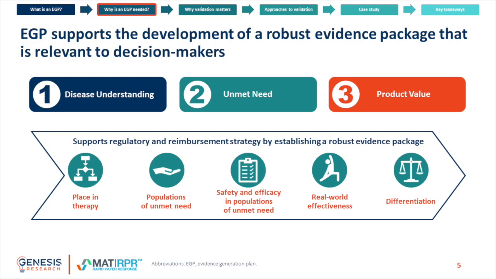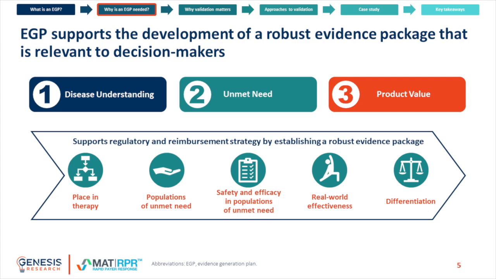What's important is to really look at the evidence package from the perspective of the payer or the healthcare decision maker, from the perspective of understanding the disease, quantifying the unmet need, as well as establishing the product value. So if you think from an access decision maker perspective, what's really important is to help them understand what is the place in therapy for the product you're going to be bringing to the market. What is the true unmet need from the perspective of the payer, and what is the safety and efficacy, as well as the real world effectiveness of the product when it's brought to the market.